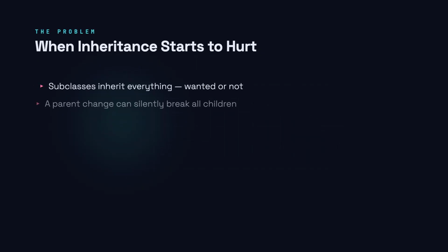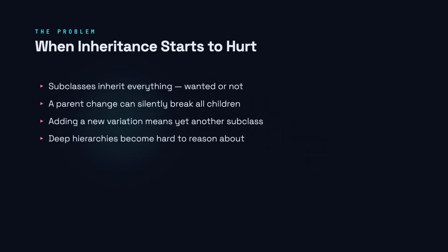Inheritance feels natural at first. You have a base class, you extend it, and you get all that behavior for free. But as the system grows, problems appear. Every subclass is tightly coupled to its parent's internals. That is what the Gang of Four calls white box reuse, because you can see inside the parent. Change the parent and every child can break.